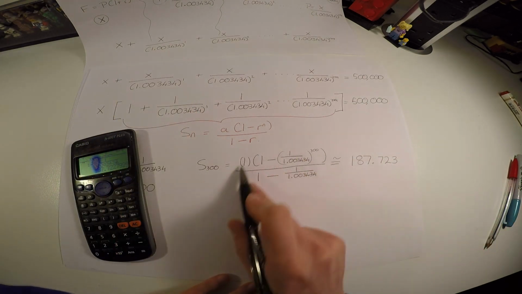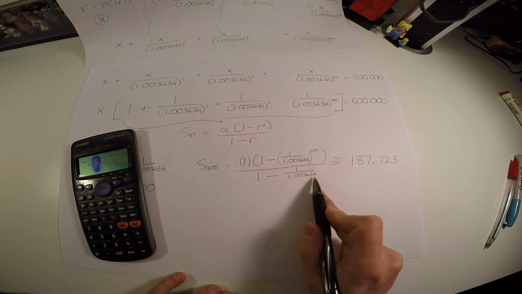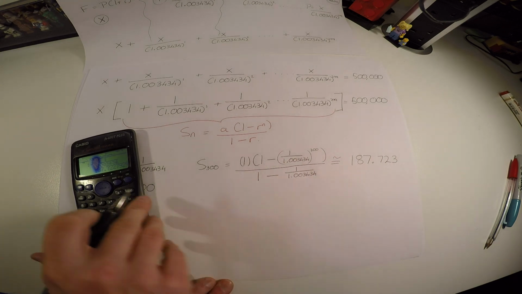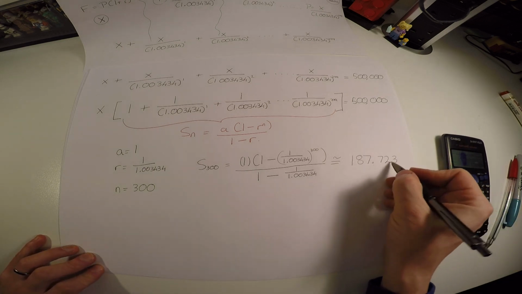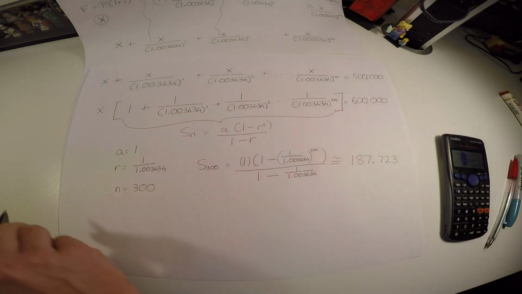Okay. Now I would highly suggest that you try this piece here on your calculator yourself and see do you get this number. A lot of the mistakes are made here. It's just simply people forgetting zeros. So I actually know now that 187.723 can replace everything inside the square brackets.